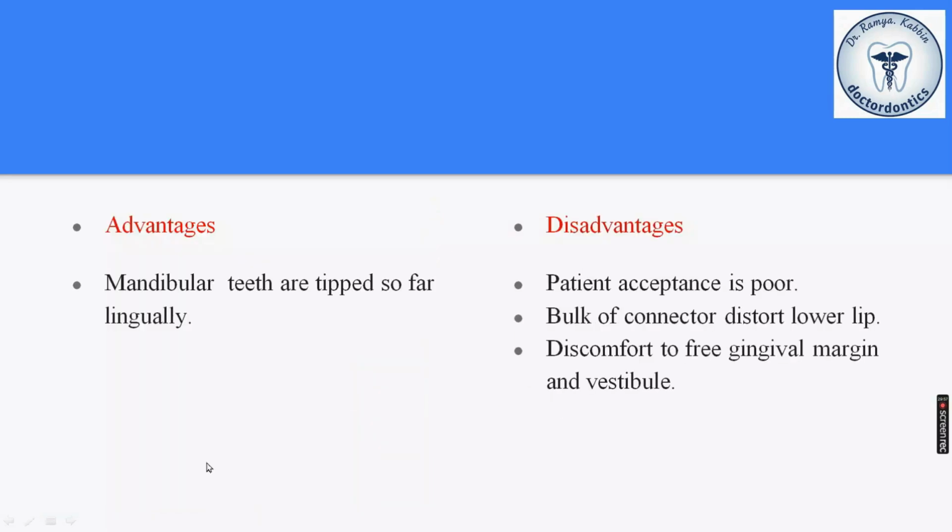Now, what are the advantages of the labial bar? Mandibular teeth are tipped so far lingually, that time you can use this. But the disadvantage, patient acceptance is really poor. The bulk of the connector distorts the lower lip and it is uncomfortable to the free gingival margin and vestibule because you won't find vestibule depth more as compared to the depth in the floor of the mouth. Hence, it will be problematic for the placement of the major connector and its rigidity. So it will be uncomfortable. If you try to increase its rigidity by increasing its thickness, it will scrape the free gingival margin and it will also harm the vestibule.